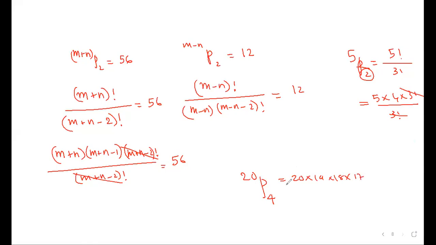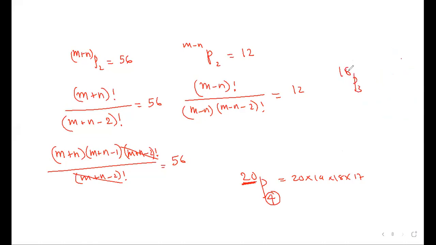If you write P4, write 4 numbers starting from 20. Once more: 16P3. 16 into 15 into 14. Yes, sir. Understood. So in that case, we can do this problem very fast. You don't have to write all this and cancel.